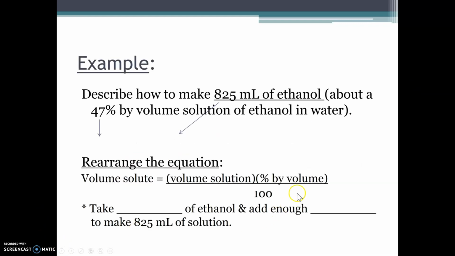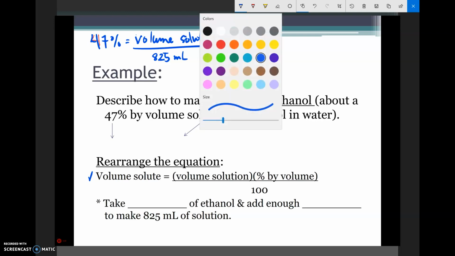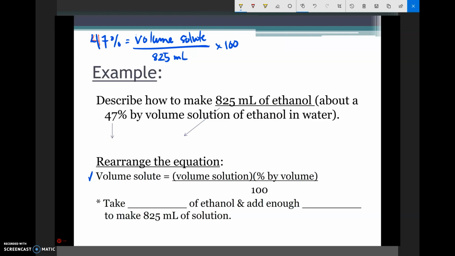So if we do our normal equation, okay, our percent by volume is 47% equals our volume of solute all over our volume of solution, which is 825, times 100. So instead of rearranging it like we did down here, you can just plug it into what you have and solve for there. Do whatever works best for you. Okay, from here we're going to solve. So the first thing is we want to get rid of this 100.